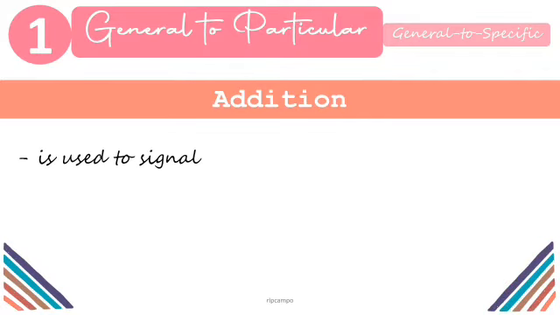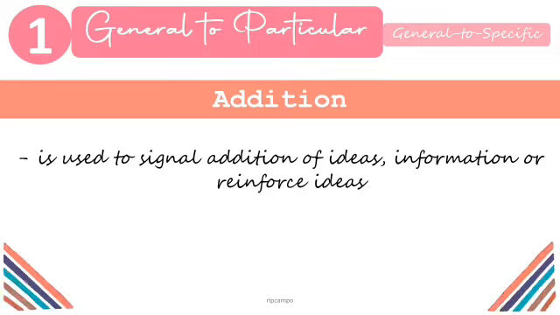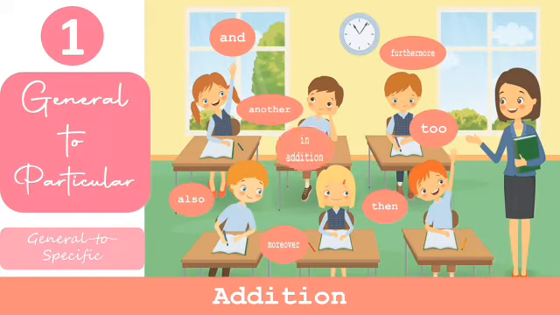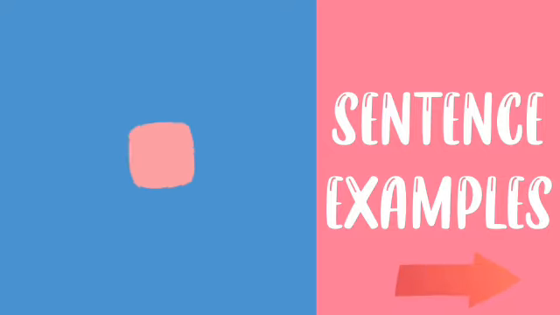The next one is addition words. It is used to signal addition of ideas, information, or to reinforce ideas. The writer here is telling you that he or she is going to add on more points or details of the same topic. These are the grammatical signals. Let us have an example for this one also.